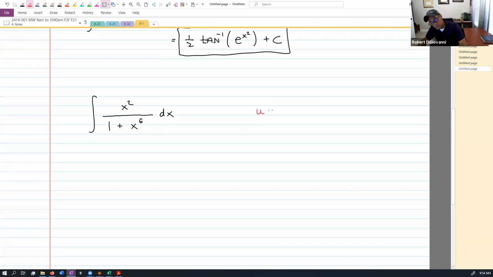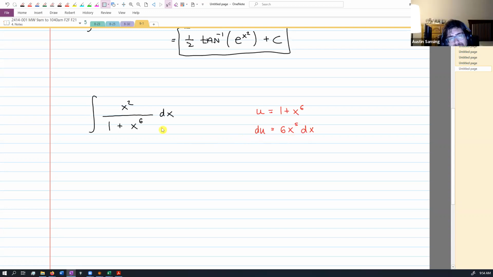If I let u be the whole bottom there, the derivative of this would be 6x to the 5th dx. So do we have 6x to the 5th dx? No, we don't, right? We have x squared dx. So we're off by more than just a constant. If this was 6x squared dx, we'd be happy because we'd just be off by a constant. But here we're off by like 3 entire factors of x. So you cannot just come in here and try and resolve that.